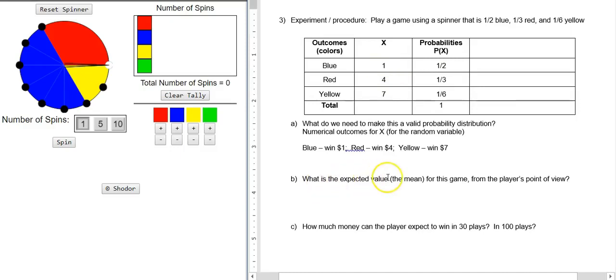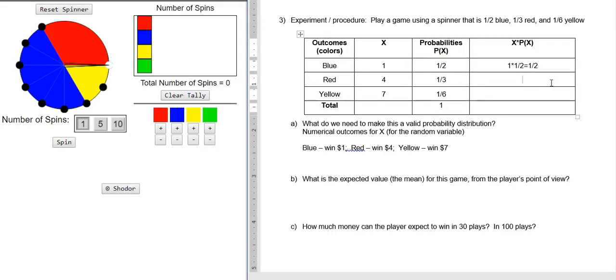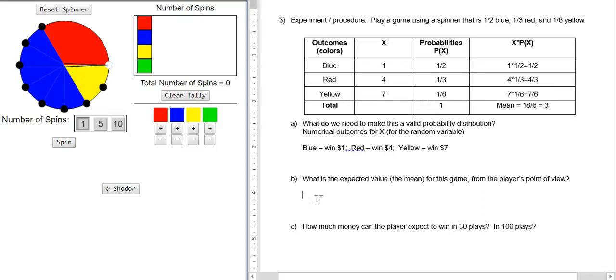For this one, if we want to find the expected value of the game, that means we'd find the expected value or the mean of the probability distribution. So this is where we're going to do the x times the p of x. Just going to take 1 times 1/2 here. Here, this is going to be 4 times 1/3. And this one's going to be 7 times 1/6. So to get our mean, or our expected value, we're going to take those 3 results and add them together. That's going to give us 18/6, which is 3. From the player's point of view, the expected value is $3.